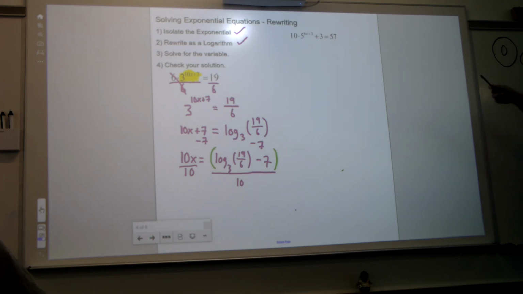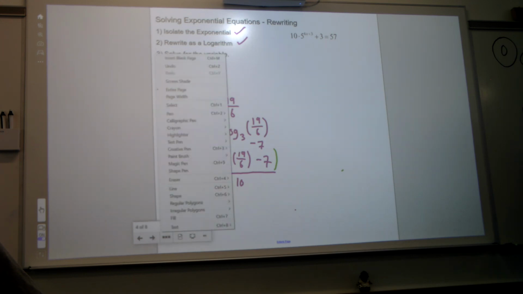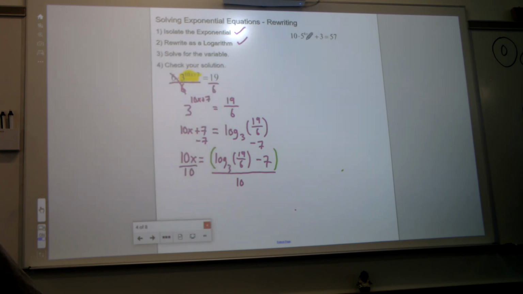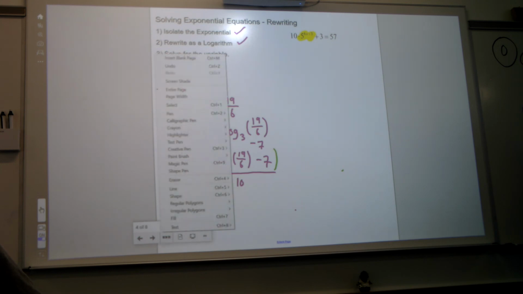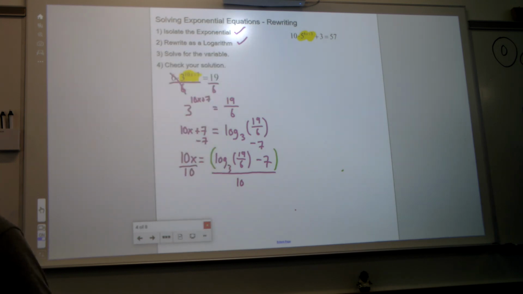Hey, so looking at that, what is the exponential? What is the thing we're going to try to isolate first? There we go. So I'm going to come over here and just highlight that. We want to isolate that. Well, the problem is it's being multiplied by 10, and added by 3. So Angela, what's a good way to undo those things? What would be a good first step?